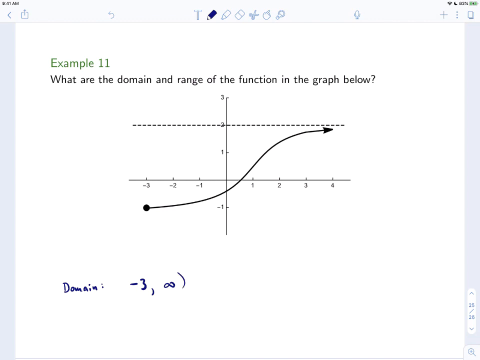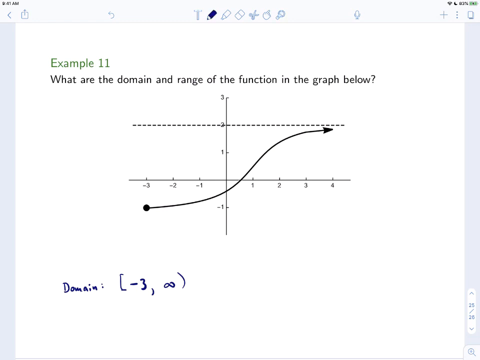Now you can't include infinity. That's not a number. But you can include -3. Now I know that I'm including -3 because the circle here is filled in. If this circle was empty, if it was an unfilled circle, then I would not include -3, and then this would be a parenthesis instead.